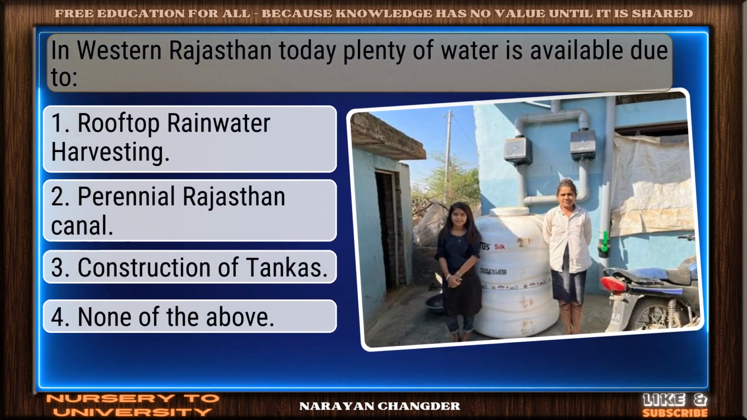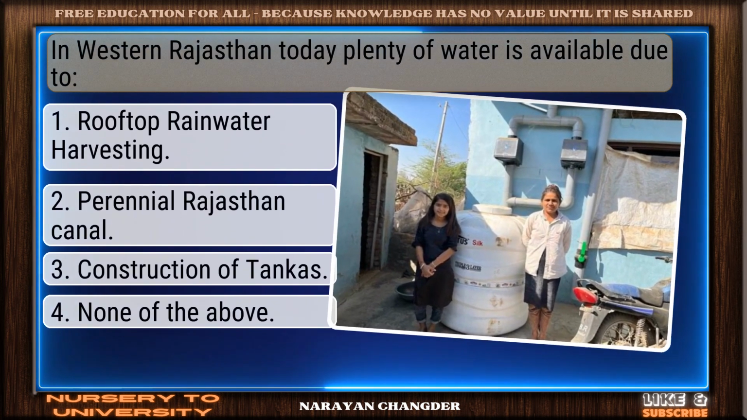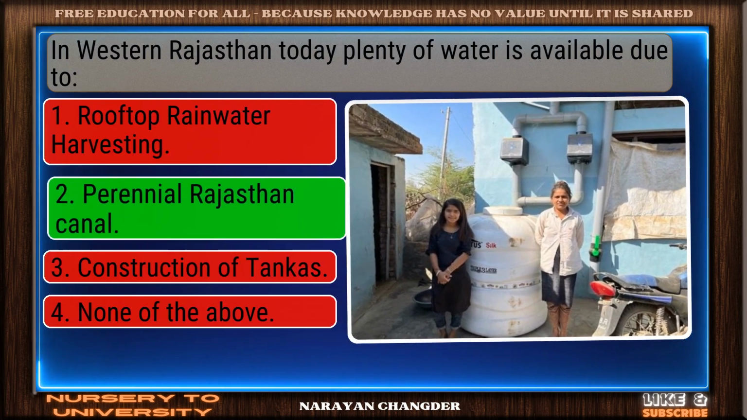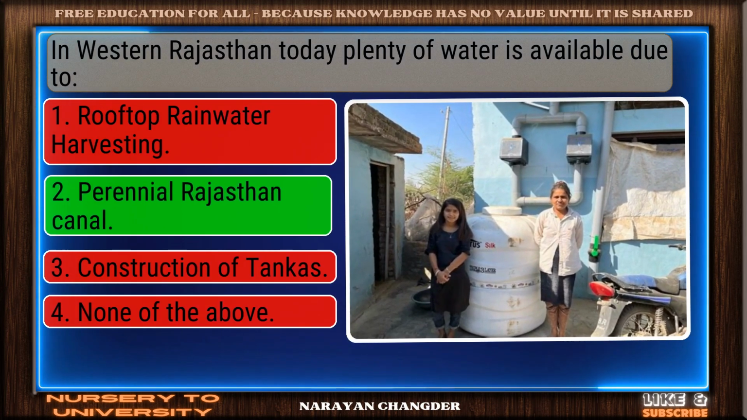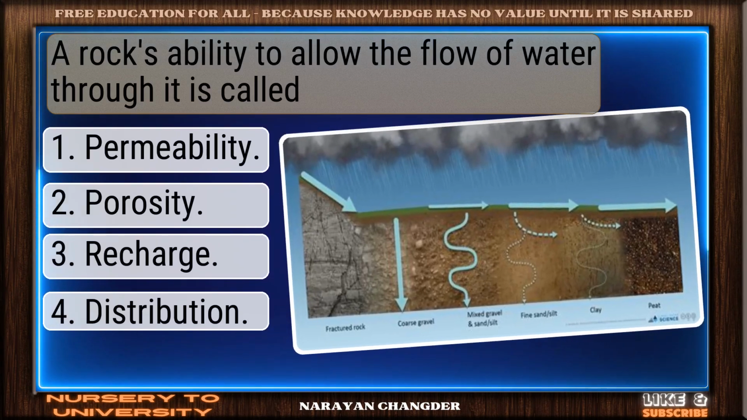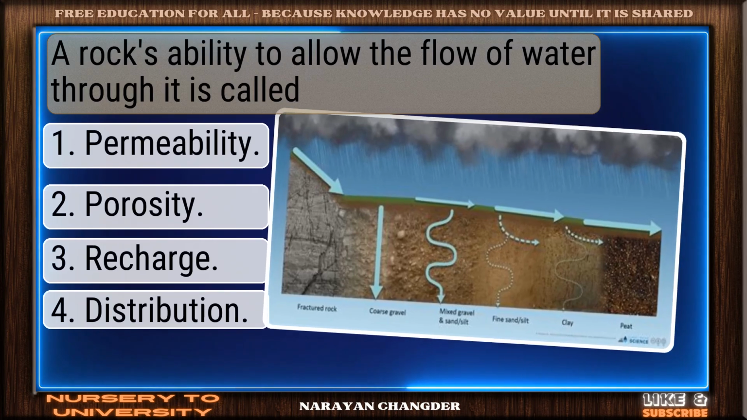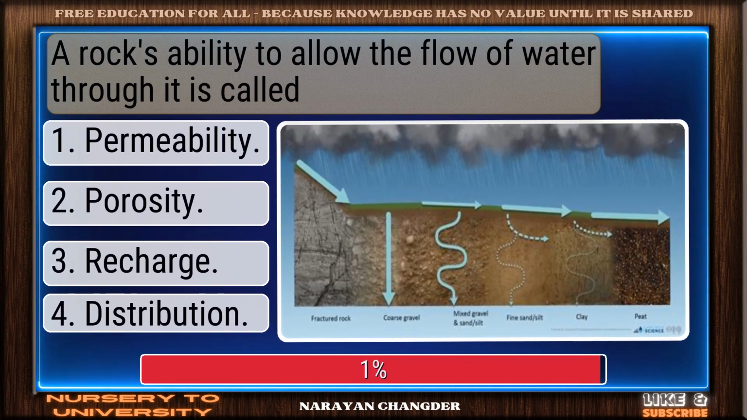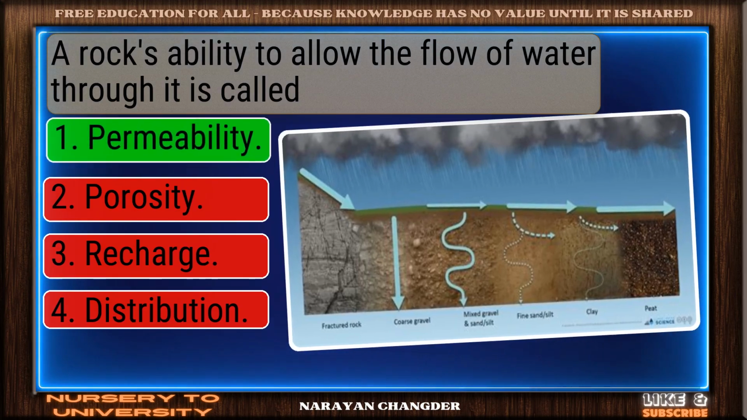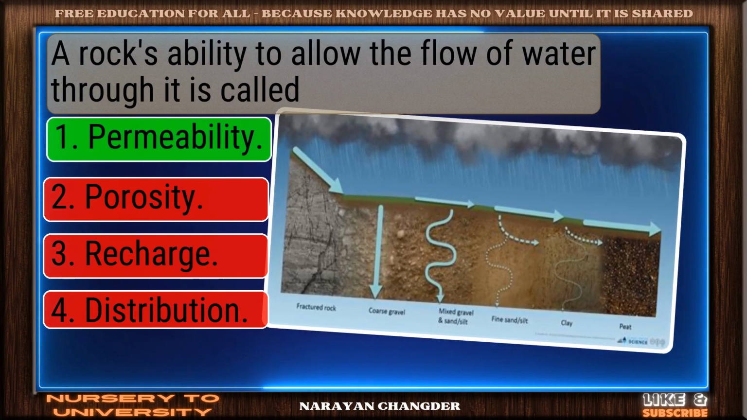In western Rajasthan today, plenty of water is available due to. Valid point. Perennial Rajasthan Canal is true. A rock's ability to allow the flow of water through it is called. Great job. Permeability is accurate.